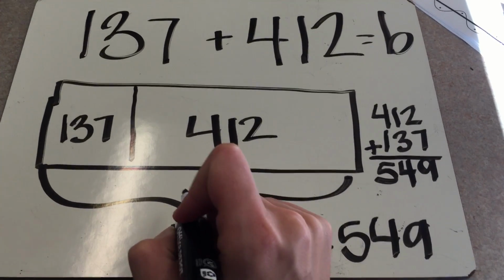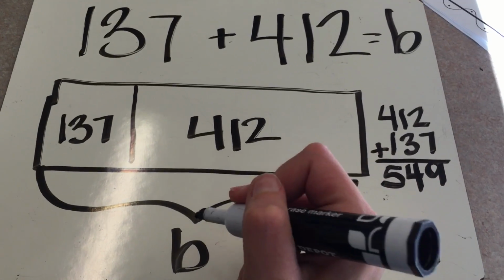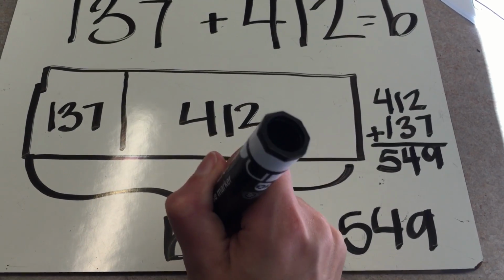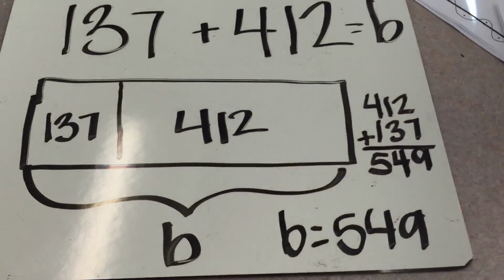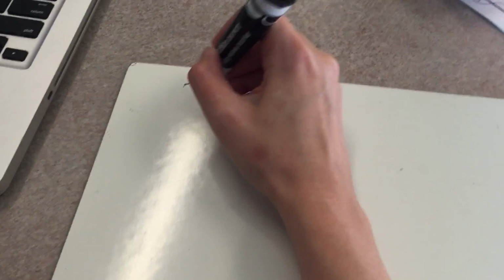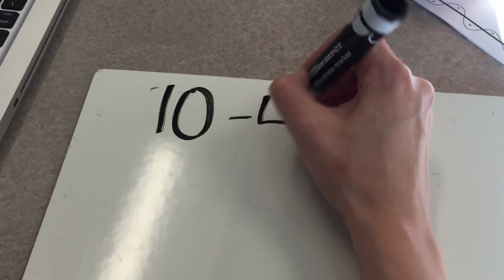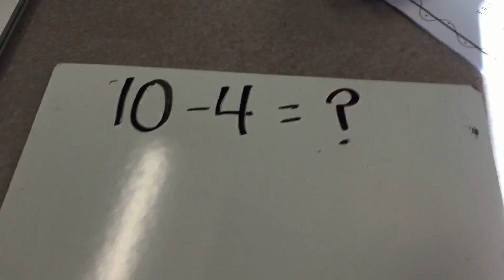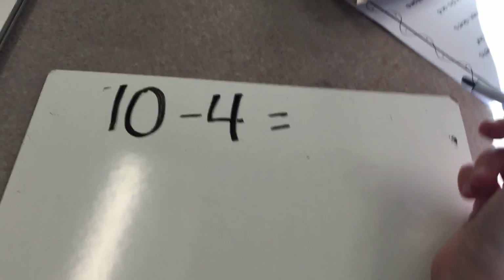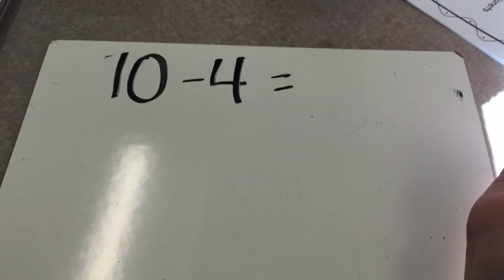Subtraction tape diagrams look very similar. They follow the same kind of pattern, except the unknown is not down here because we know the total in the subtraction problem. So let's make a subtraction problem as follows. We'll start with an easy one. 10 minus 4 equals something. We're going to use a letter for our unknown. So let's try a symbol for our unknown this time. Let's say 10 minus 4 equals star.